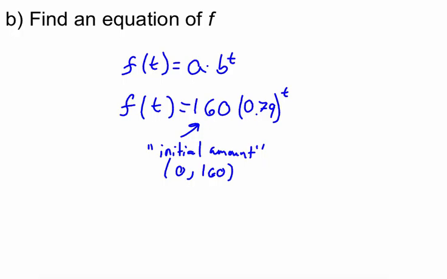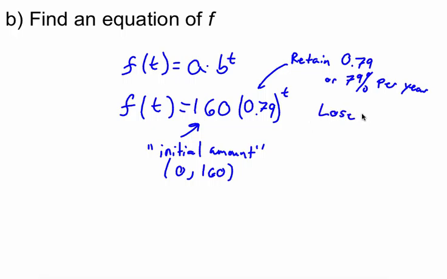And then this base right here, the 0.79, means that we get to retain 0.79, or 79% per year, which means that we're going to lose 21% per year.